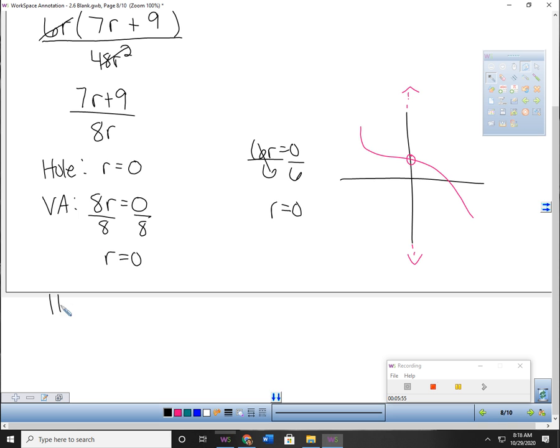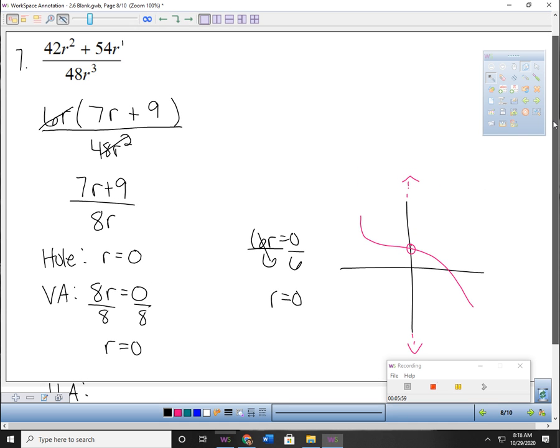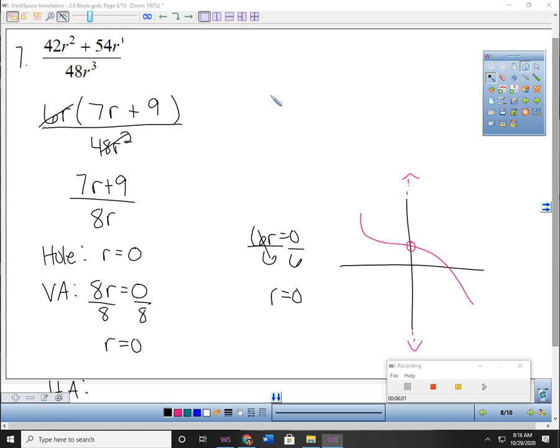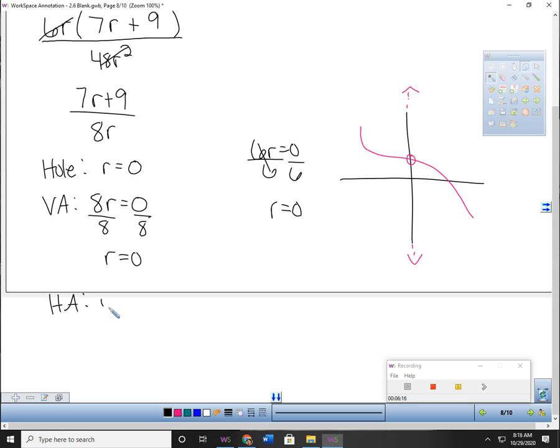All right, and your horizontal asymptote, we're going to compare the degrees of the top and the bottom. I usually do the original. On the last one I didn't, but I like to look at the original. So the degree on top is 2, and the degree on the bottom is 3. When the top is smaller than the bottom, then you have a horizontal asymptote at y equals 0.